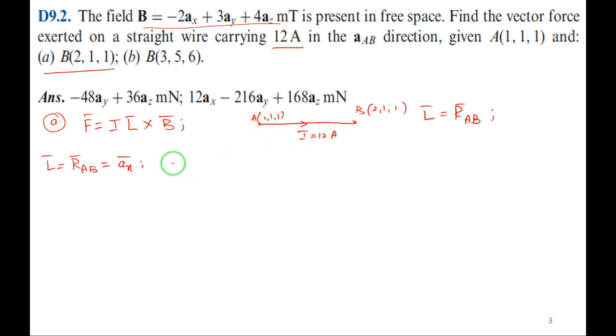So first we'll find L cross B, then we'll multiply by I. Just observe that L has only an x component; Y and Z are absent, so we can do this directly. There is no need for a determinant here. I is 12 amps, so it is 12 times the bracket L cross B. L is AX, with cross product with B, where B is minus 2AX plus 3AY plus 4AZ millitesla. Milli means 10 power minus 3.